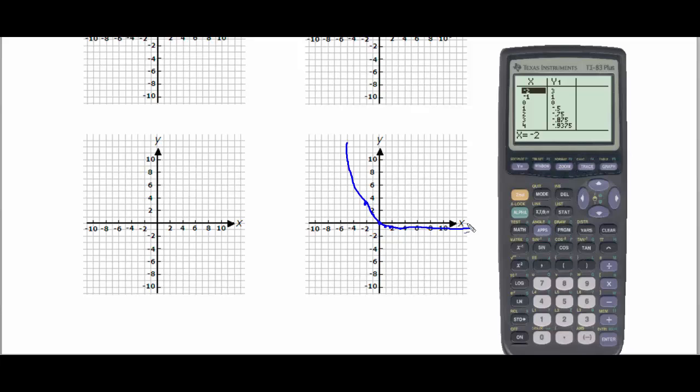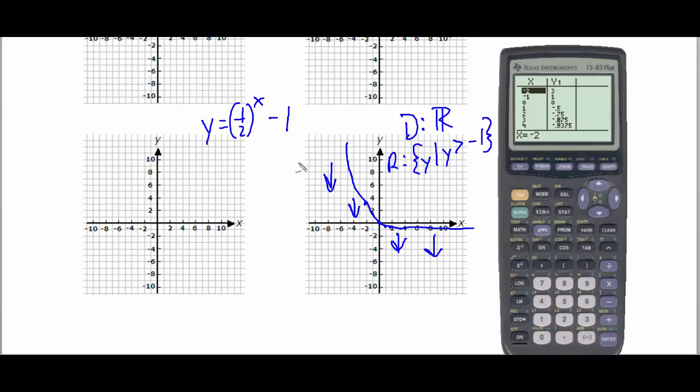So my domain is still going to be real, but my range in this case is going to be where y is greater than negative 1, because the equation y equals 1/2 to the x, minus 1, dropped the equation down 1 unit from the equation y equals 1/2 to the x. So it got 1 lower. If I put a plus 2 here, it would have moved 2 up from this equation right there.